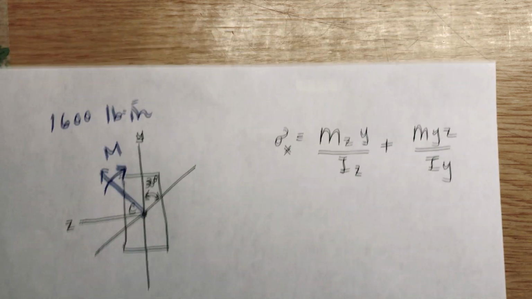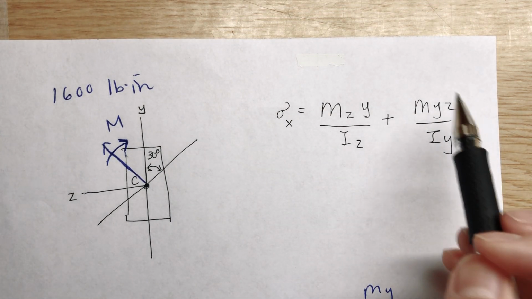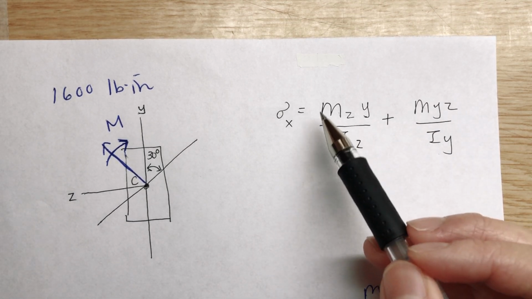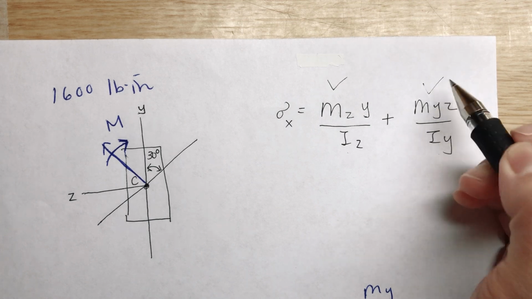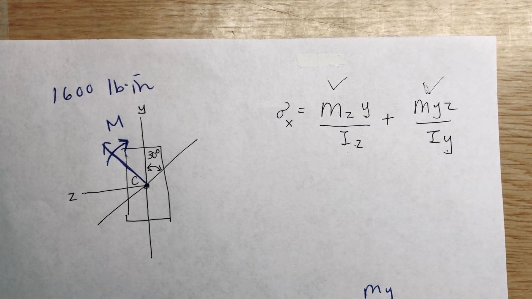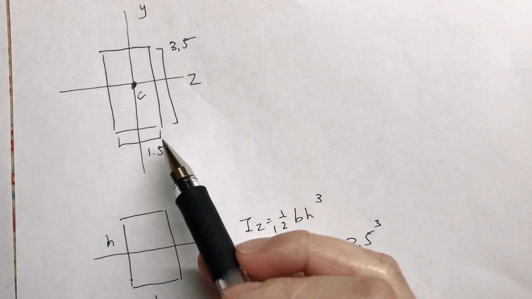Okay, again, we're trying to find values for each of these terms. So we found Mz and My. Okay, so let's find Iz and Iy. This is the cross section that we're looking at.